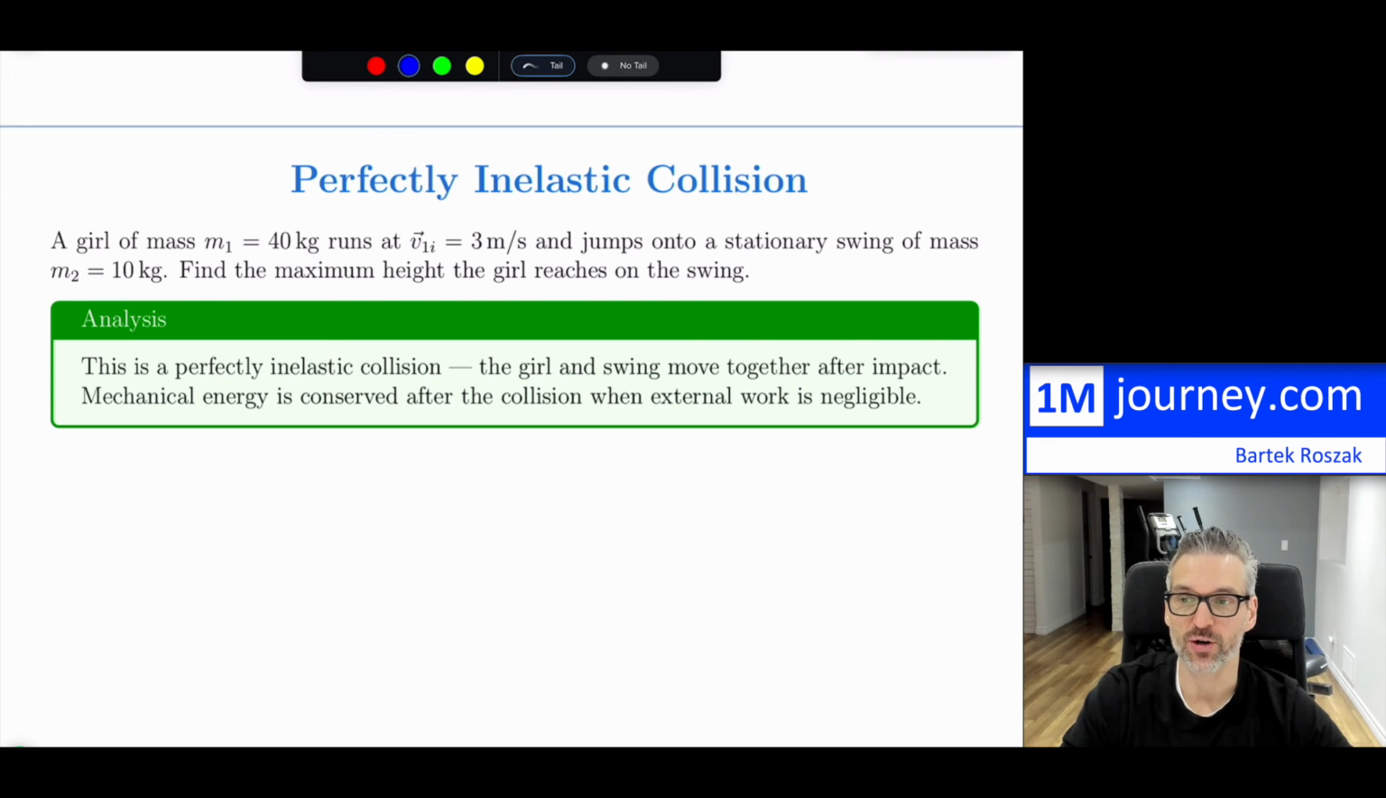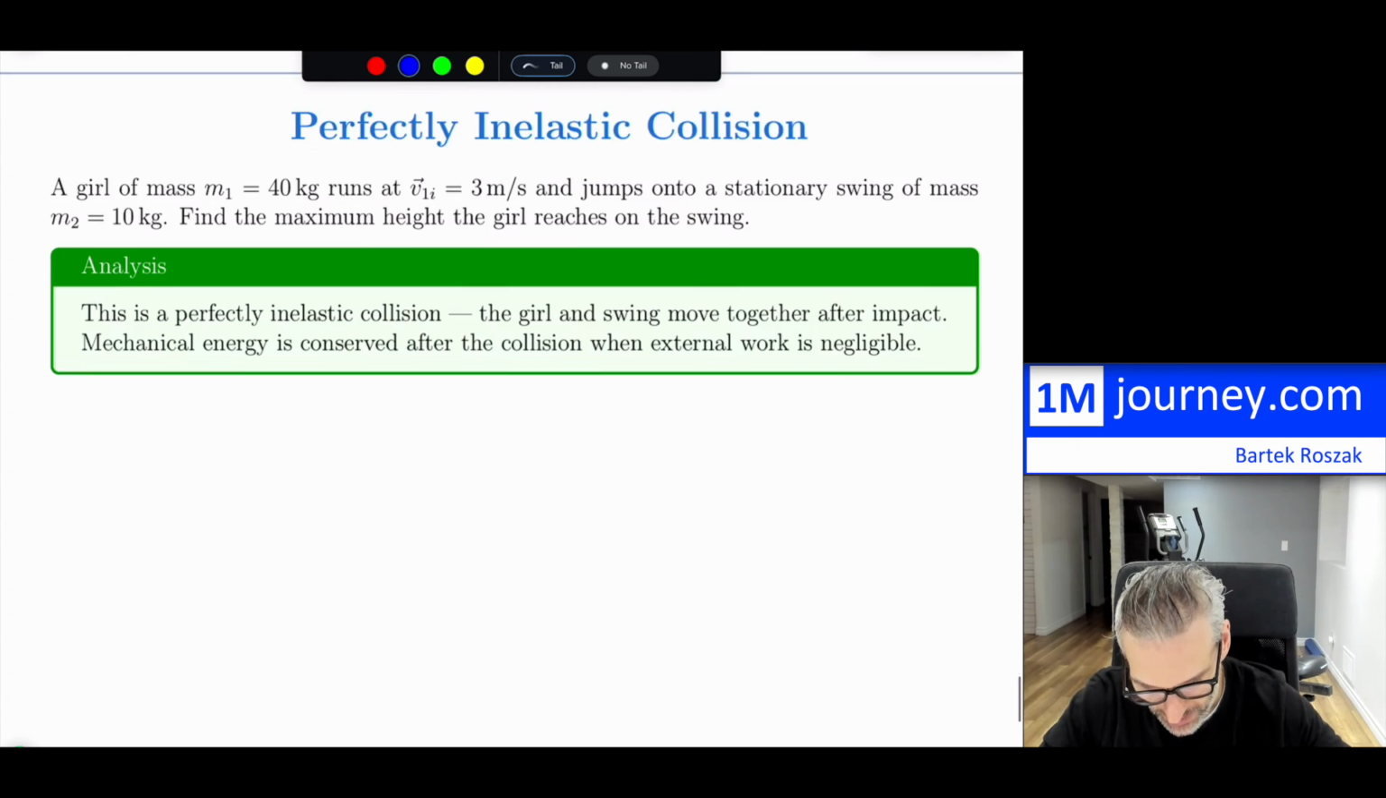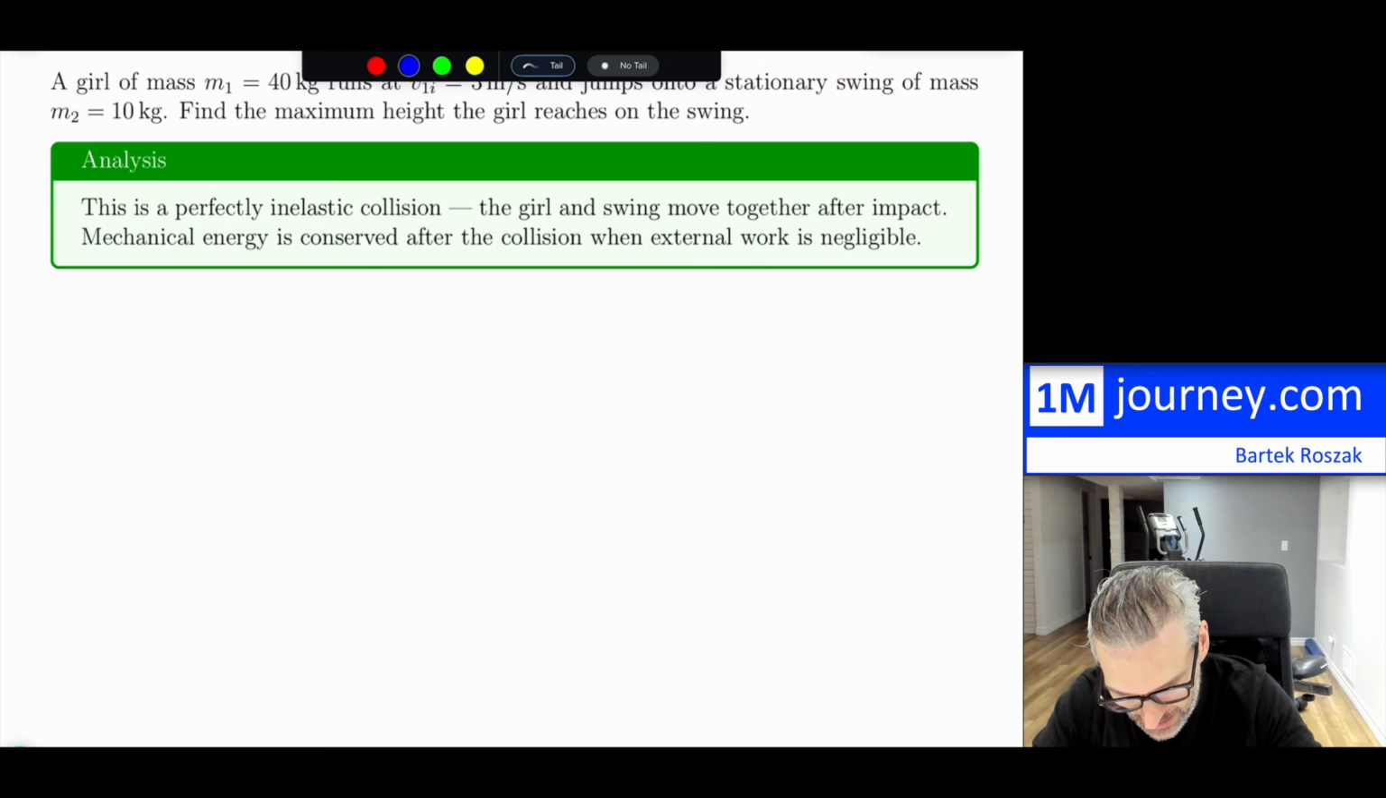So it says a girl of mass 40 kilograms runs with a speed of 3 meters per second and then jumps onto a stationary swing of mass 10 kilograms. Find the maximum height the girl reaches on the swing. Okay, so this is a really neat example.